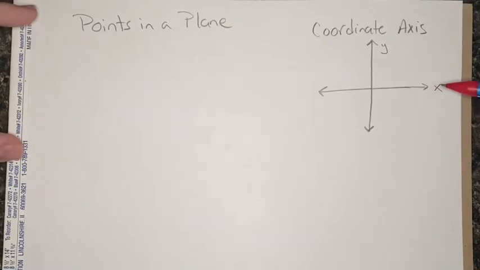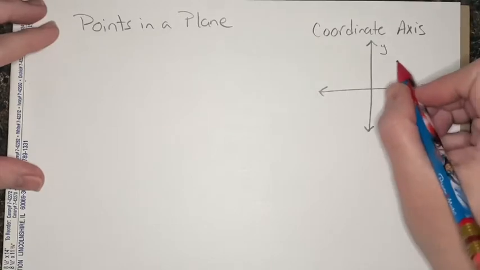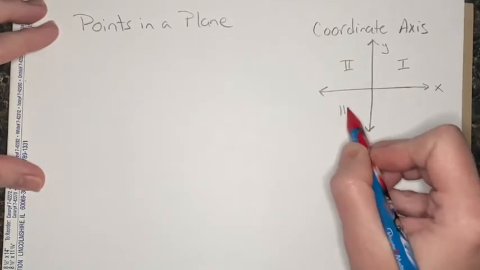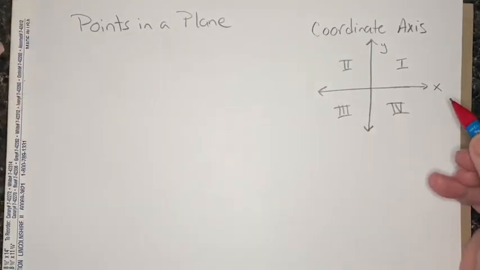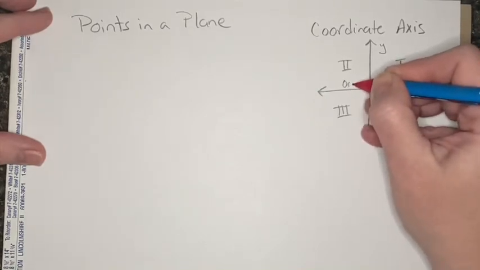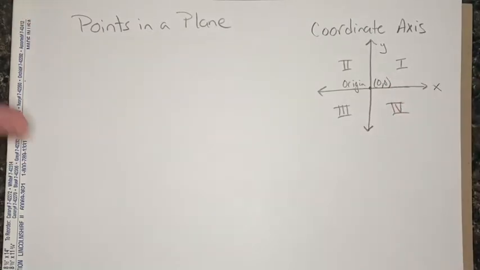We've talked about similar things before, but the quadrants, I'm going to go ahead and label them. This is the first quadrant, second, third, and the fourth quadrant. Okay, this center point is called the origin, the origin point, and it is at 0, 0.